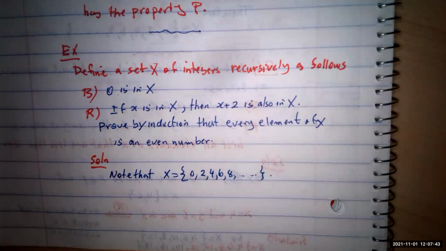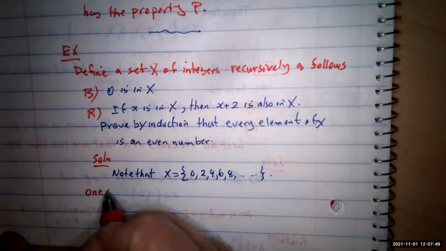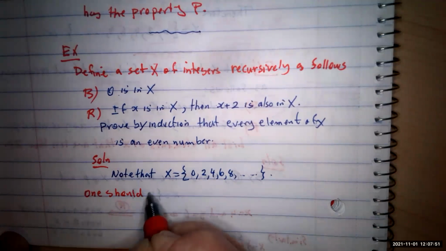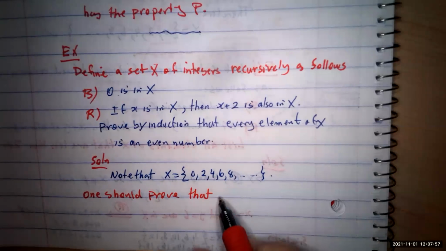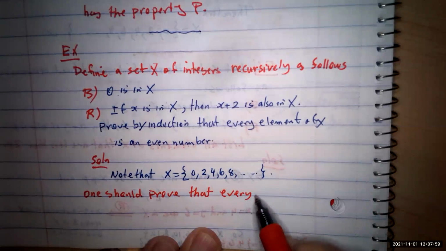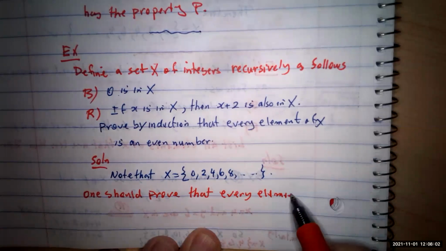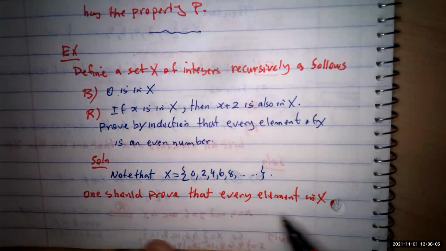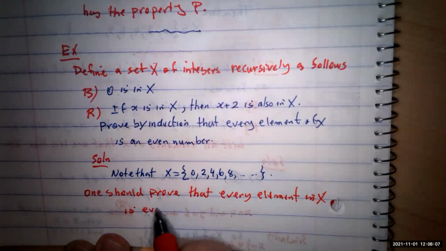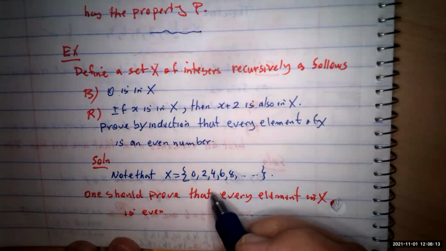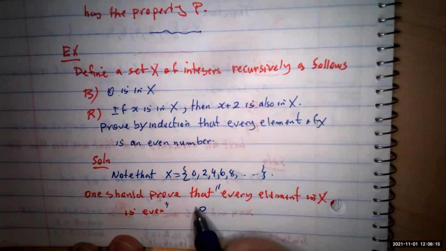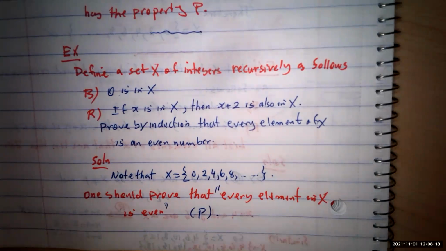You have to organize that property P that we talked about. Okay, so one should prove that every element in X is even. That is property P, if you like. I just want you to compare it so that you know it.